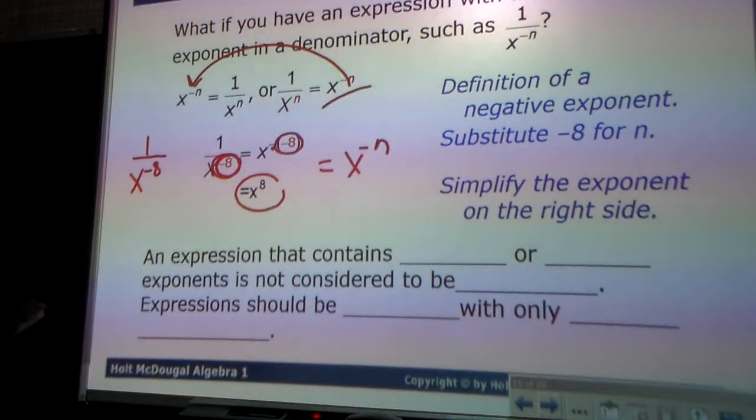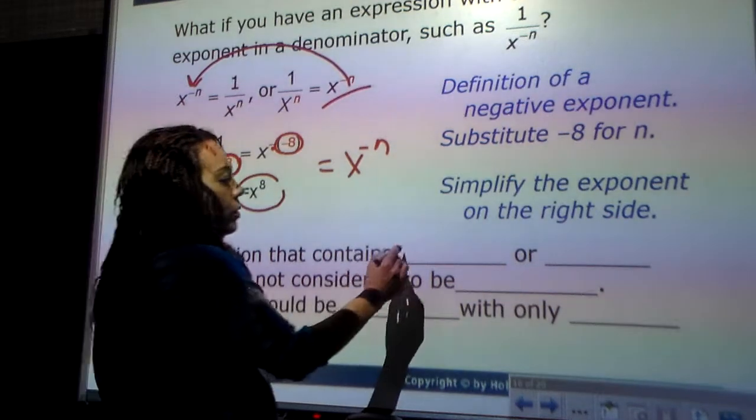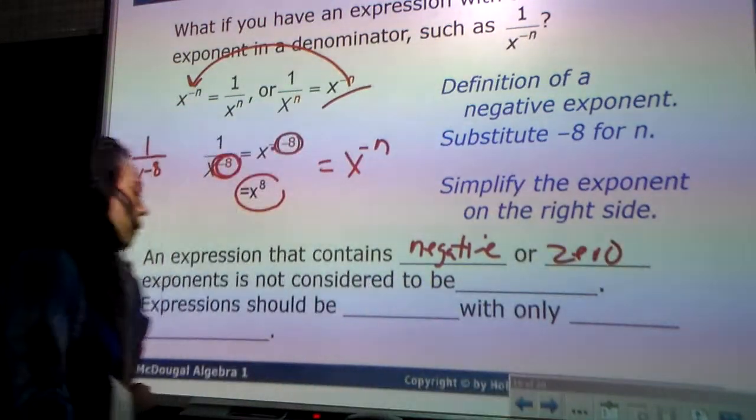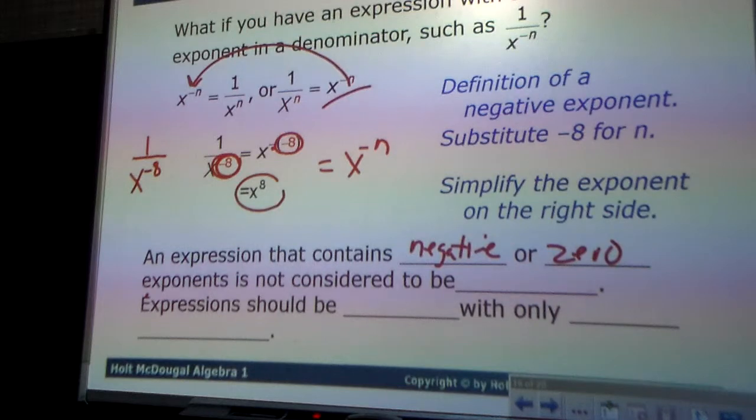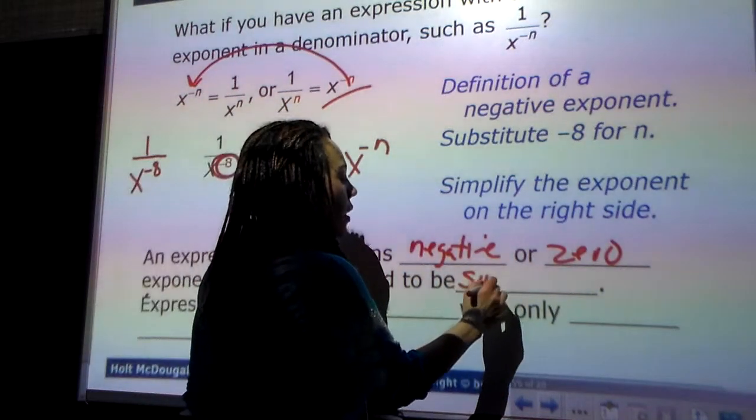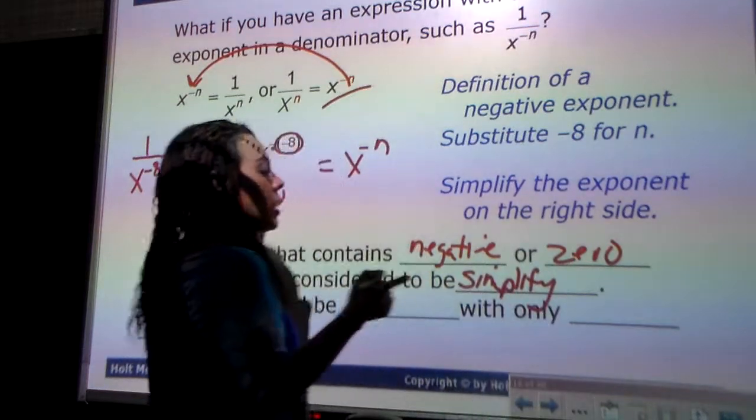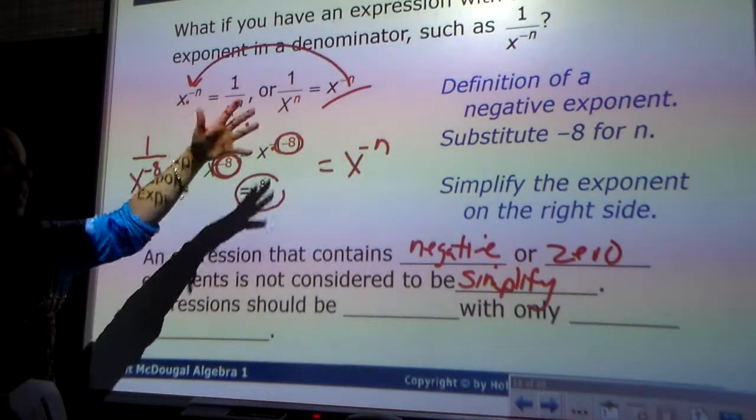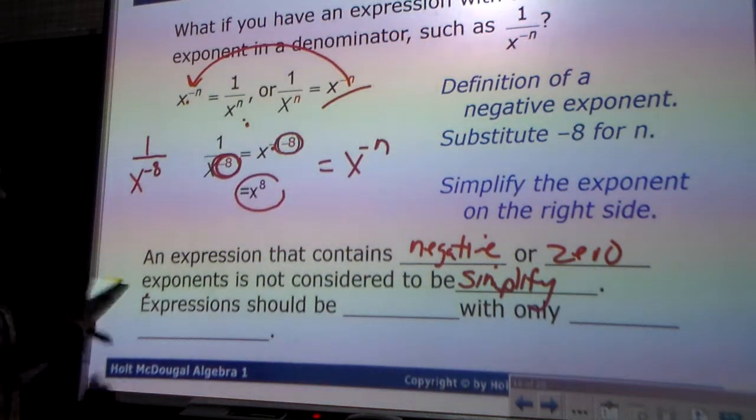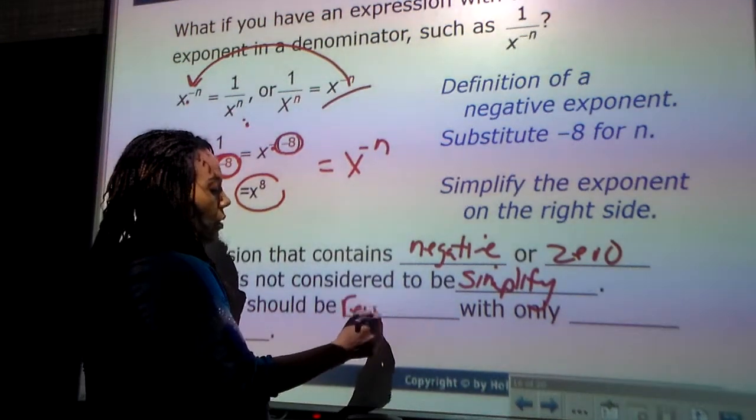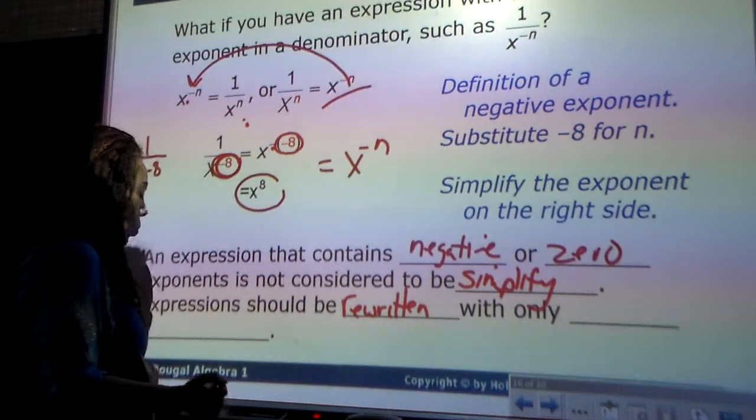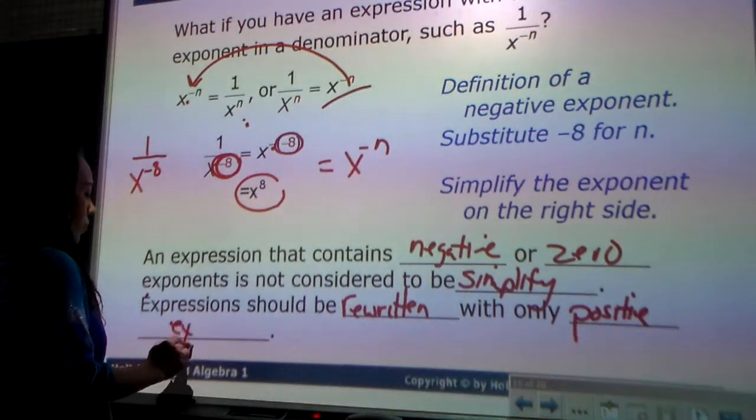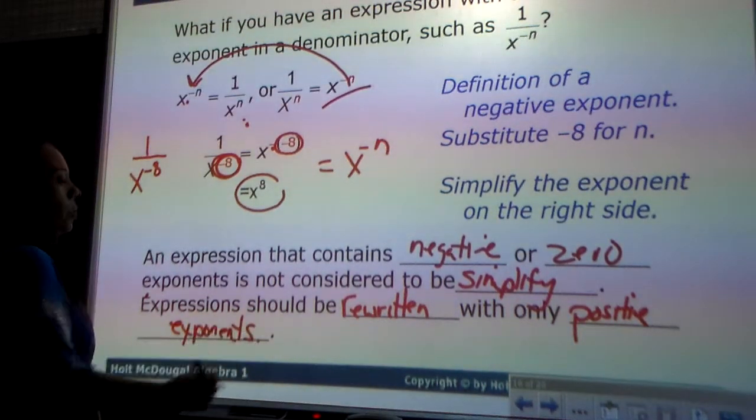So an expression that contains negative or 0 exponents is not considered to be simplified. It's not in the simplest form. Anytime you have a 0 or negative exponent, whether it's here or in the denominator, you cannot keep it like that. Expressions should always be rewritten with only positive exponents. We're going to see this one again so you can get a little bit more clarity.